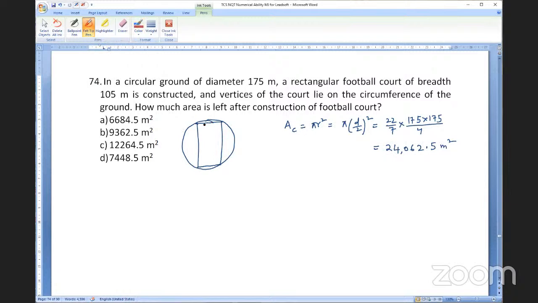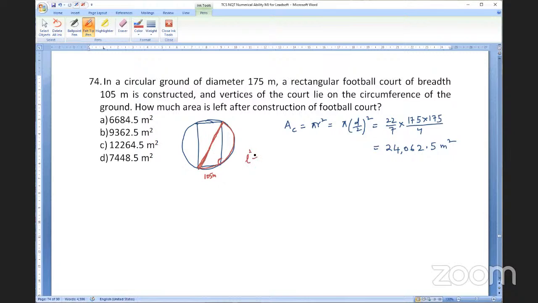Now, one thing here we need to understand. The breadth of the football court is given, that is 105 meter. But what is the length? To find the area of this particular football field, we need the length also. Here, the diagonal of the rectangular field will be the diameter of the circle. But this is 90 degree. Angle in the semicircle is 90 degrees subtended by the diameter. Hence, this will be the diameter.